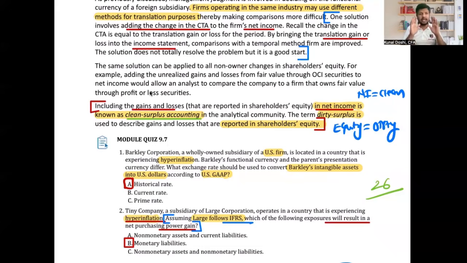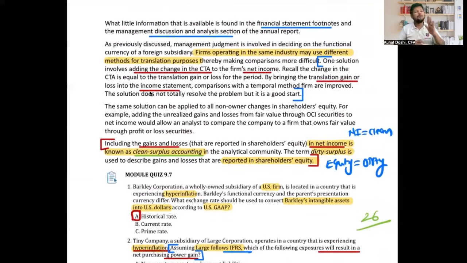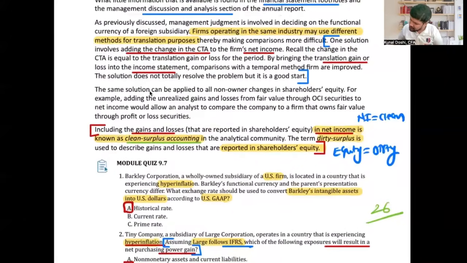Clean surplus is only when the equation matches. If it doesn't match, which is basically because of other adjustments like CTA, then it's called dirty surplus accounting. Is that clear, everyone?